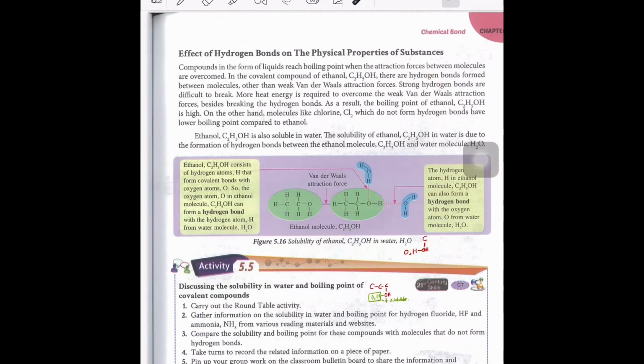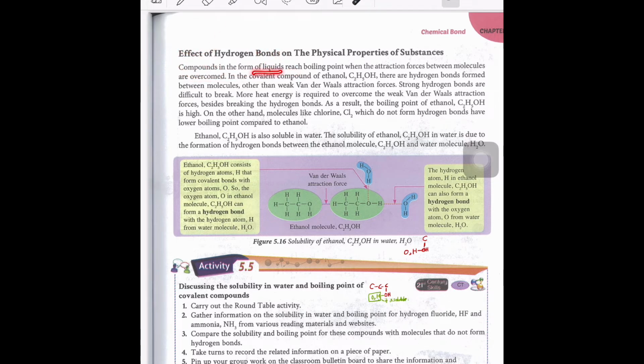Okay class, so now we are going to discuss the effect of hydrogen bonds on physical properties of substances. Okay, kita mau tengok apa bah kesan hydrogen bond terhadap physical properties. Kenapalah kalau ada hydrogen bond? Okay, so tengok ini ayat: compounds in the form of liquids, sebatian dalam bentuk cecair. Kan sebatian ni ada 3 jenis, cecair kah, pepejal kah, gas.